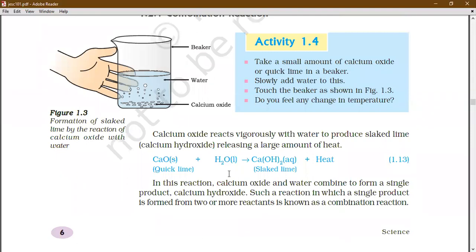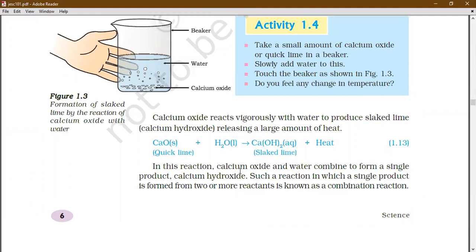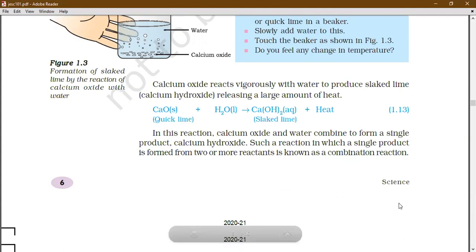CaO(s) + H2O(l) gives Ca(OH)2(aq) + heat. In this reaction, calcium oxide and water combine to form a single product, calcium hydroxide. Such a reaction in which a single product is formed from two or more reactants is known as a combination reaction.